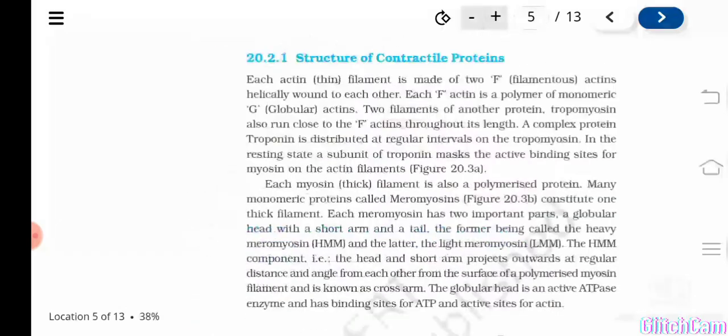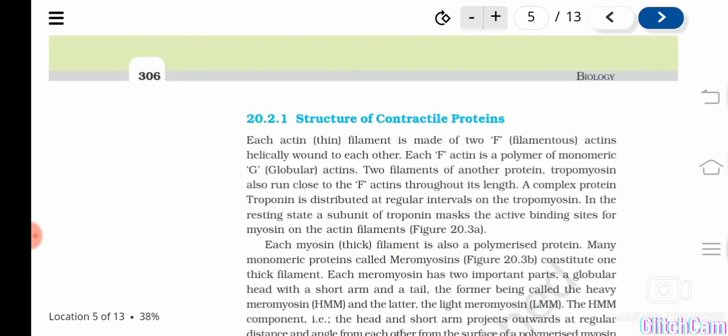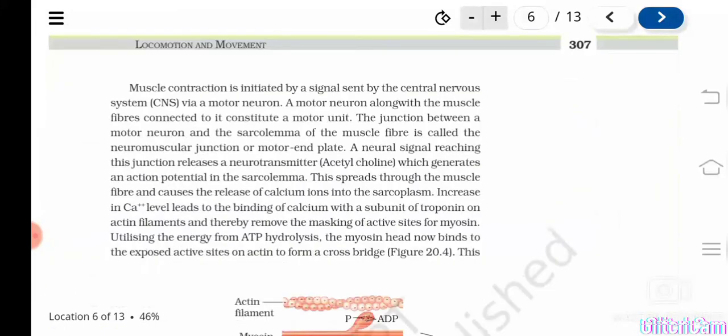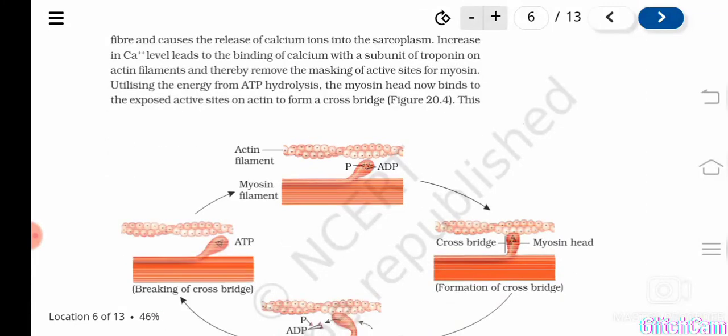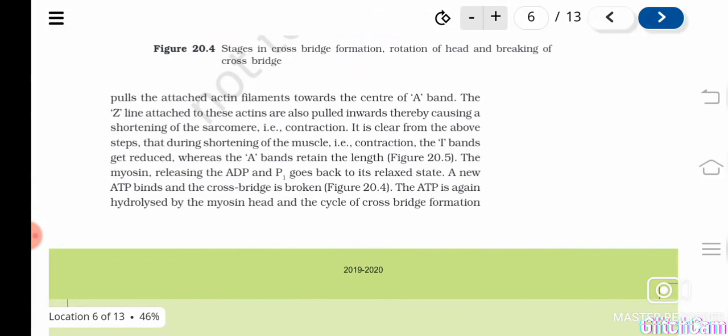And this pulls the attached actin filaments towards the center of the A band. Do you remember the A band has some zone called the H zone? So towards the H zone from both sides it will be pulled. The A band will remain the same, but the I bands will get contracted. And the Z line attached to these actins is also pulled inward, and that causes the shortening of the sarcomere. Do you remember what is a sarcomere?